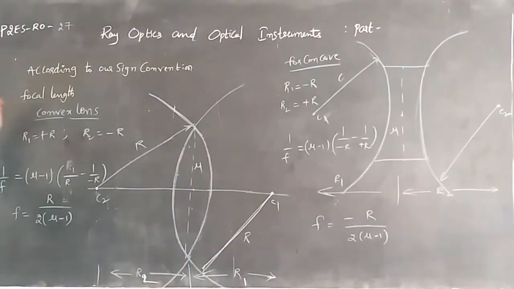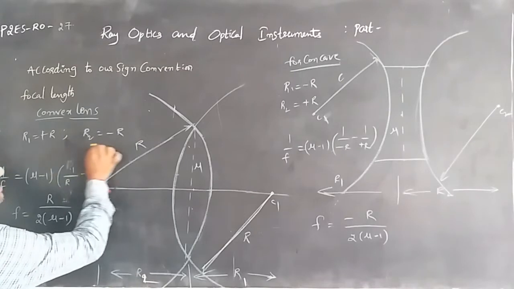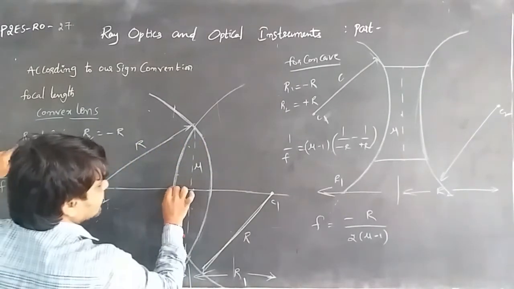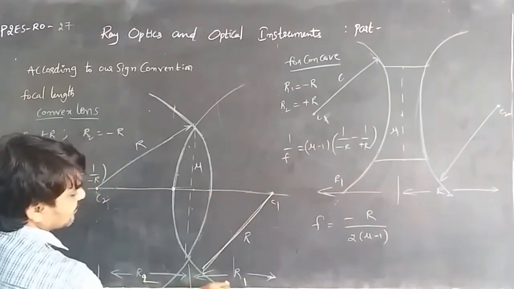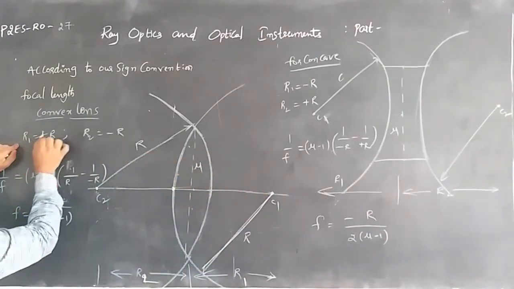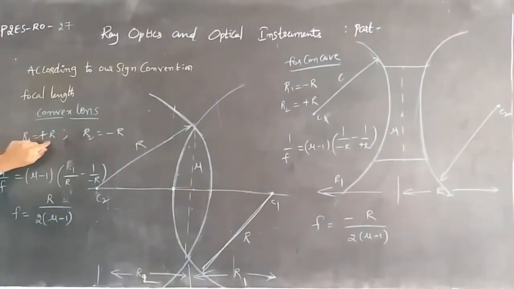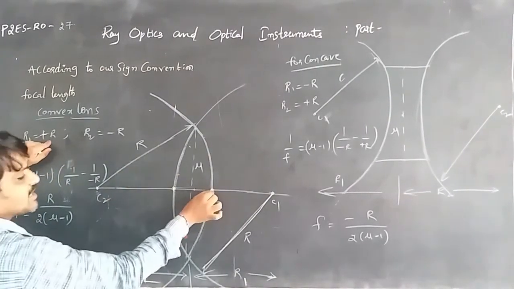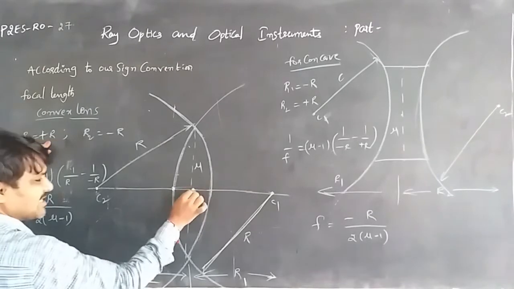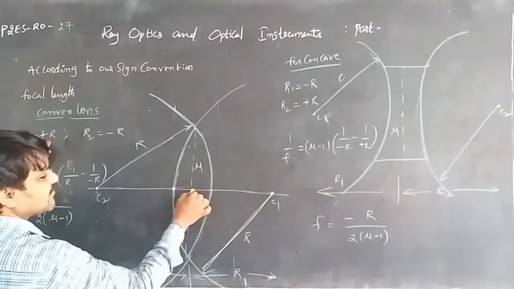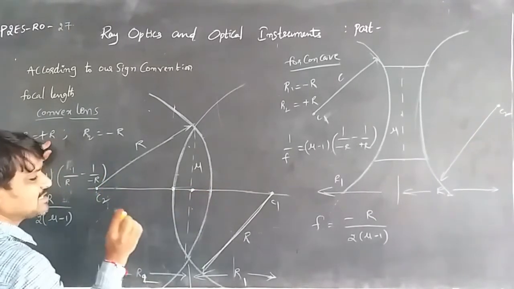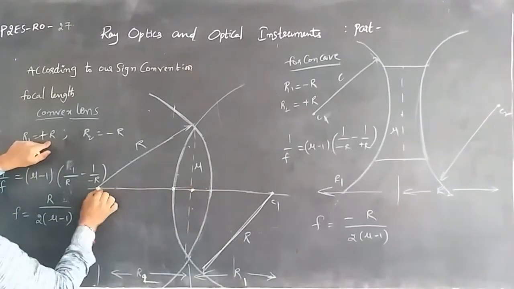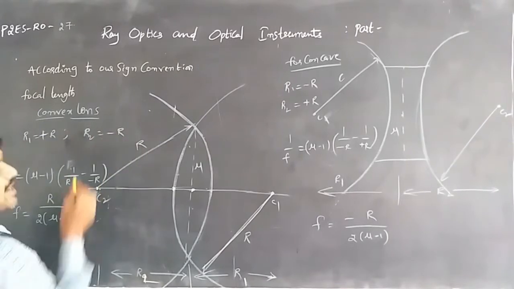Whenever the light ray is traveling like this, if we measure from this side to this side, in the direction of the incident ray, R1 becomes plus R. When the light ray travels this side, we calculate the distance from this focus to the center of the lens or pole, taking the same distances. Here we take the opposite direction to the incident ray, so R2 is equal to minus R.